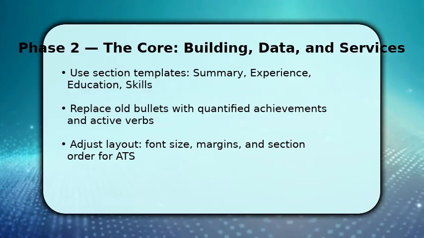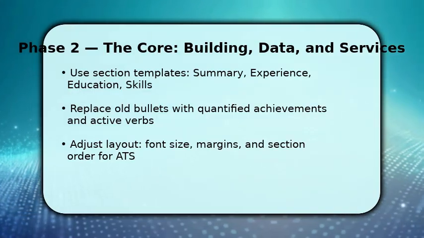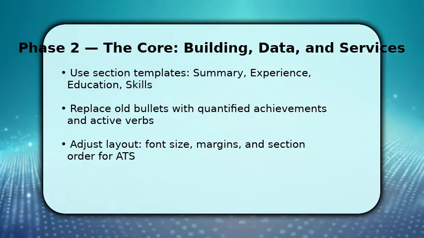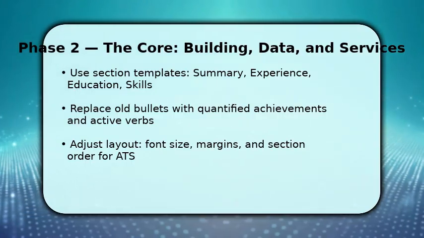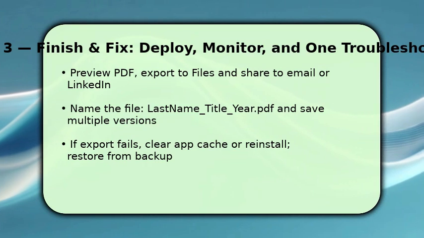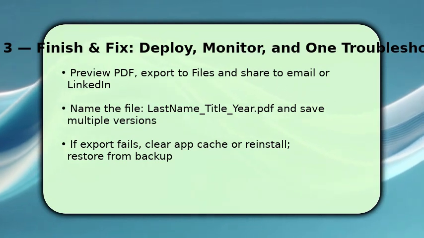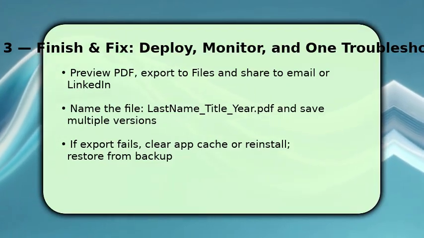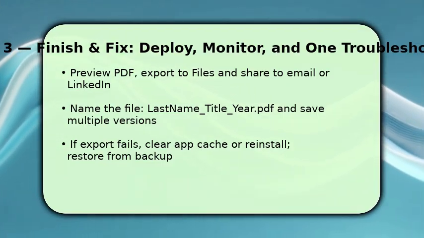As you change, preview the PDF or print view to confirm spacing and line breaks, and make micro adjustments before finalizing. You're in the home stretch. Preview the resume in PDF mode to confirm formatting, then export to files and send a copy to your email or LinkedIn. Name the file clearly, for example, last name title 2025.